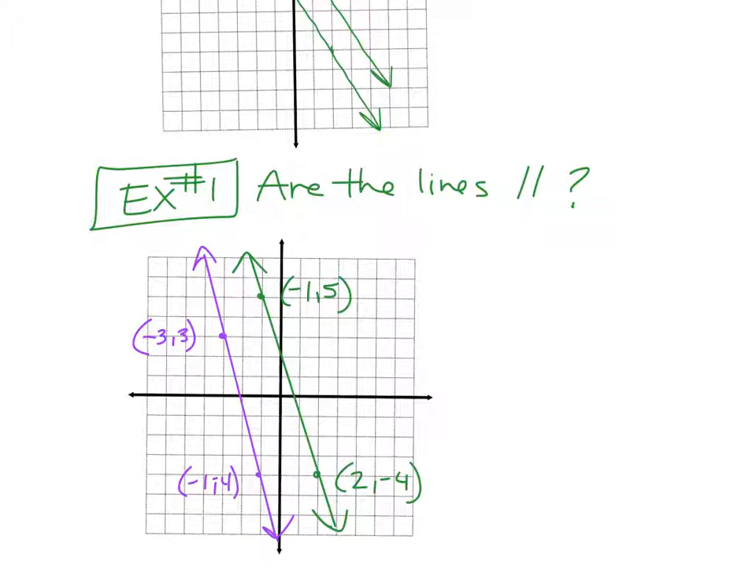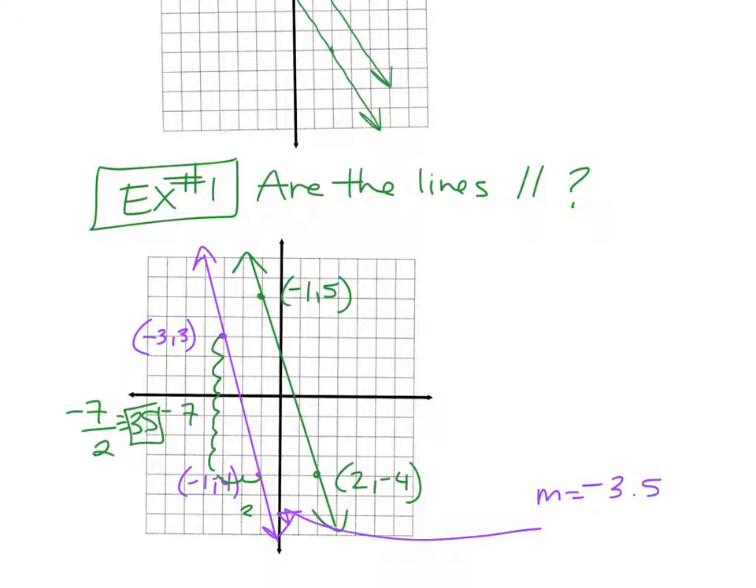How do we tell if lines are parallel? Right, so if we're going to compare slopes here, there's two ways you can go about this. You could just count it right now. So I could go 1, 2, 3, 4, 5, 6, 7 over 2. So down 7 over 2 is a slope of -7 over 2, or -3.5, sorry. So I know that the slope of my purple line is -3.5.